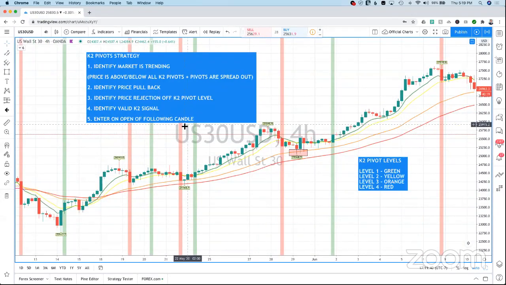Okay, so number 1, you identified market was trending upwards. Right here, you can see price is trending up because it's above all the K2 pivots, and the pivots are spread out. So it's a strong upwards trend.